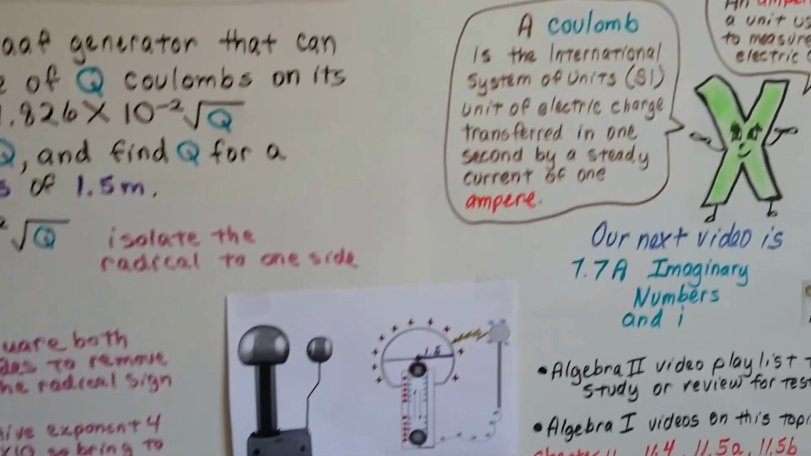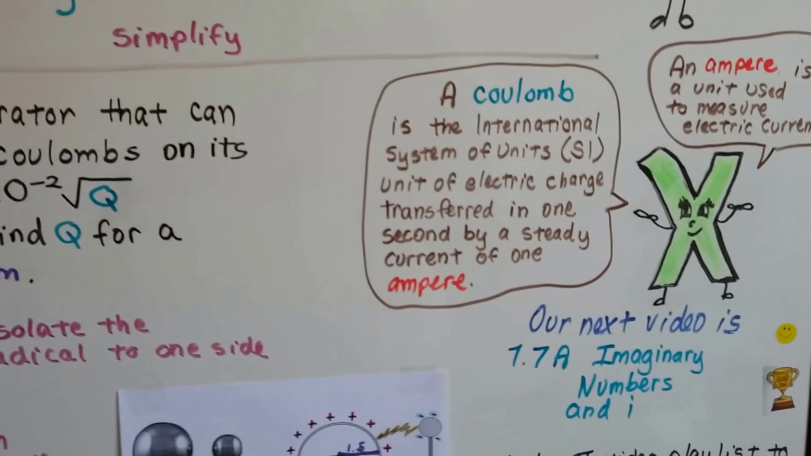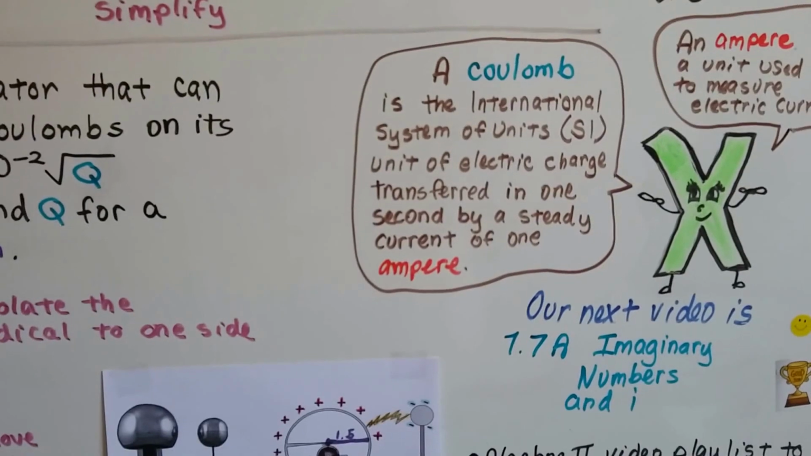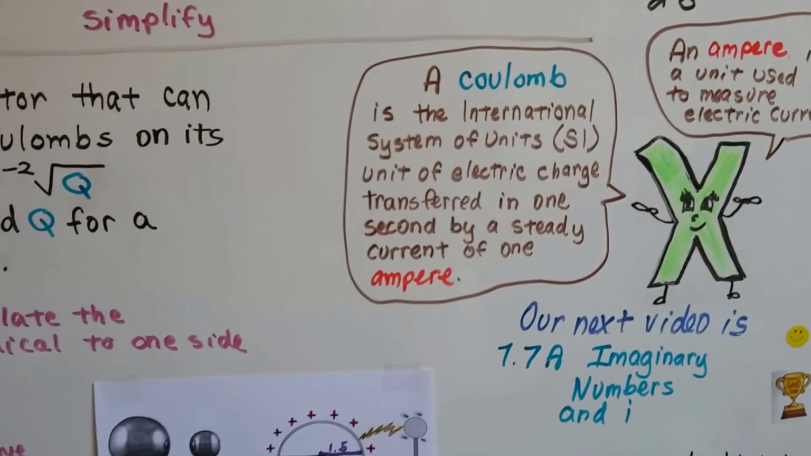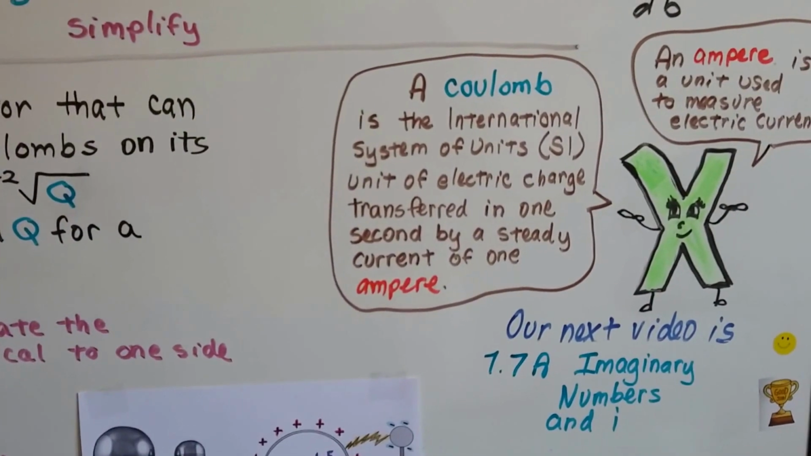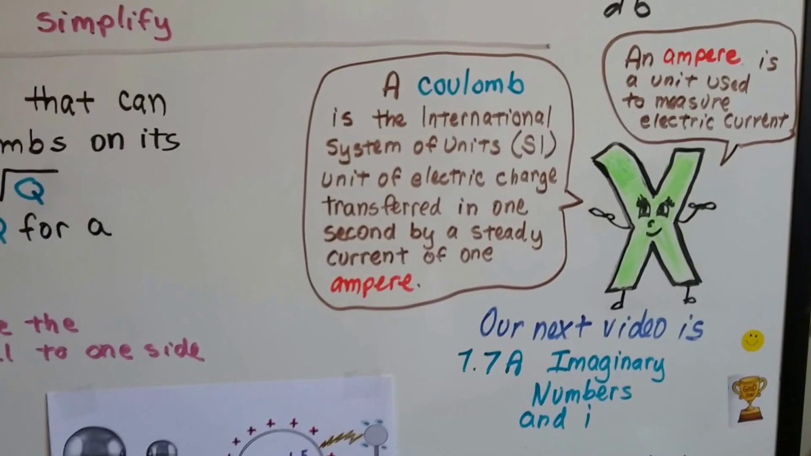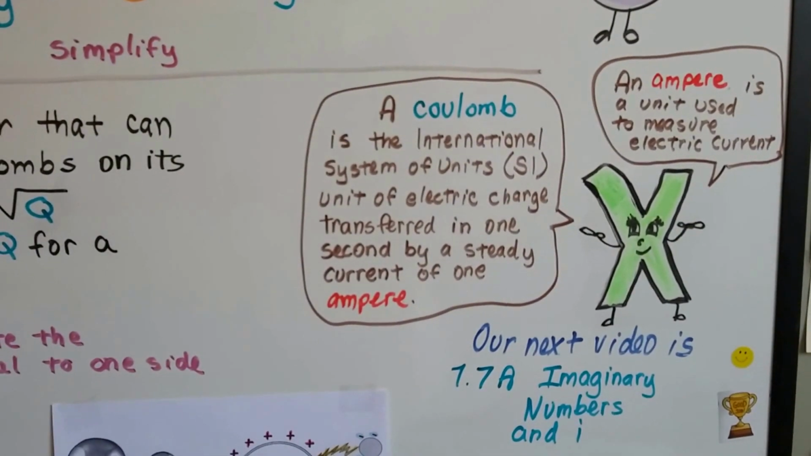So what's a coulomb? Well, it's the International System of Units, which is SI. A coulomb is the International System of Units unit of electric charge, transferred in 1 second by a steady current of 1 ampere. What's an ampere? That's a unit that's used to measure electric current. Then you start going into volts and ohms and stuff like that, and you can look that up on Google, right?